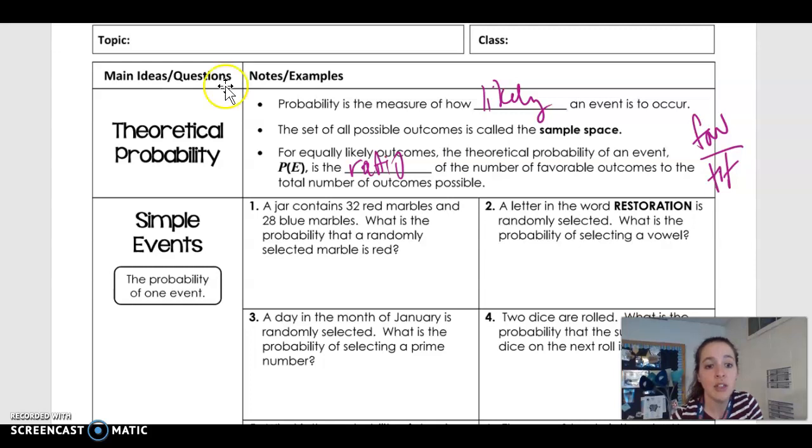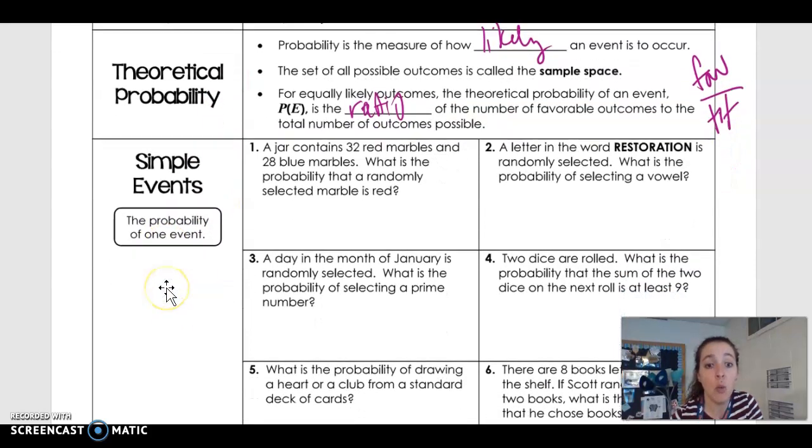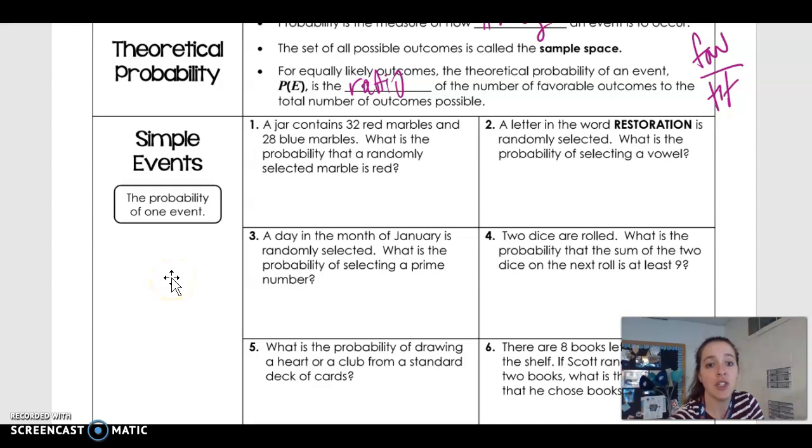So let's look at some simple events. Simple events mean that one event is happening. First, I have a jar that contains 32 red marbles and 28 blue marbles. What's the probability that a randomly selected marble is red? Looking back up, first of all, we need our total, so we have to come up with how many total marbles there are. Then we look at our favorable outcomes. In this case, we're looking at red, and we have 32 marbles that would be our favorable. To find my total, I would just add both of these together, since that's how many marbles are really in the bag. So I would have 60 total.